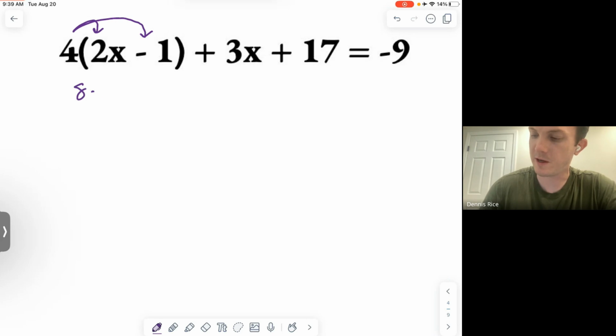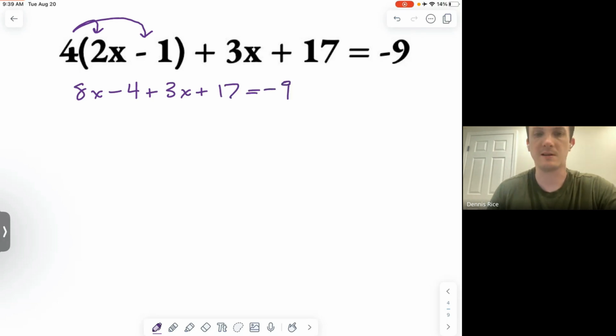So 4 times 2x gives me 8x. I got -4. I like to copy the rest of it down. I don't like to do the thing where you just put an arrow. It gets confusing. You make a mistake. It's worth it. Take 10 seconds. Just write the rest of it down.